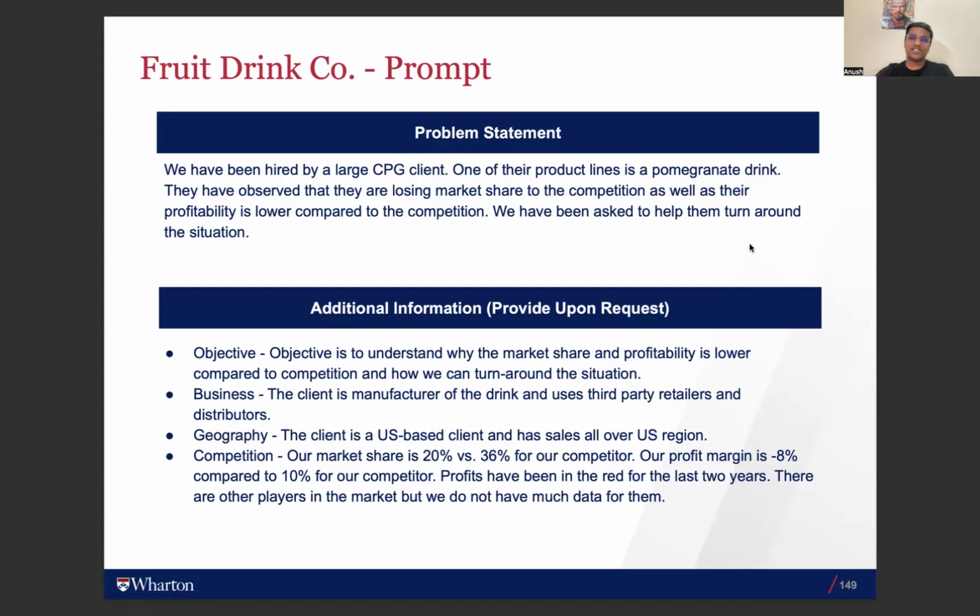We have two things, market share and profitability. Next, you ask about the business model. The business model is: the client is manufacturer of the drink and uses third-party retailers and distributors. Okay, so we are only talking about their one product, the pomegranate drink, and we are only concerned about that, nothing else. So the client is the manufacturer of that drink, and for distribution, the client uses third parties.